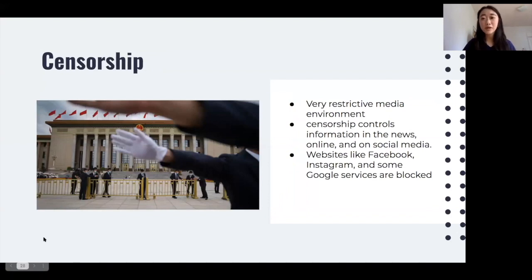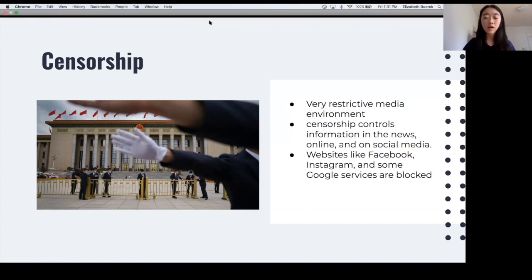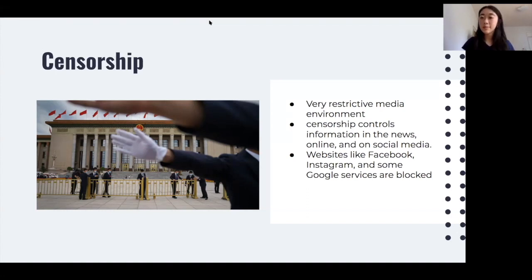And then finally, it's important that we talk about censorship in China because this is a really big issue. China has a very restrictive media environment, probably one of the most restrictive in the entire world. This means that they use censorship to control information that the people can receive, whether it's through the news, online, or on social media. For example, websites like Facebook, Instagram, and a lot of Google services are actually blocked by the government, so you can't access them in China. You have to use a firewall to get around it.